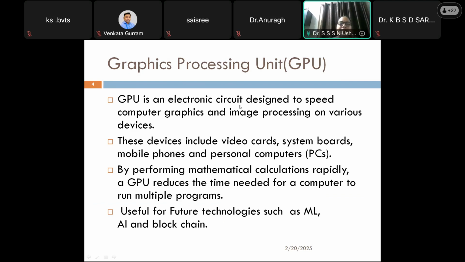So these devices are mostly going to be in video cards, system boards. Nowadays we are able to see Dell laptops, gaming laptops with the GPUs inbuilt. And because of these GPUs, we can reduce the time. Of course, we need to incur certain costs for these GPUs, but we can reduce the time whenever we feel that the time is very important, and we need to get the output in a short span.